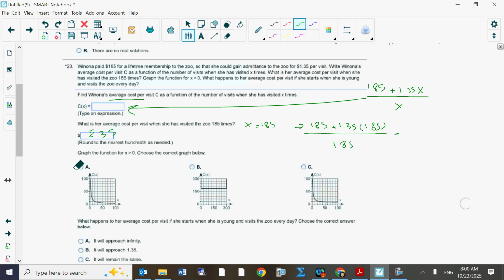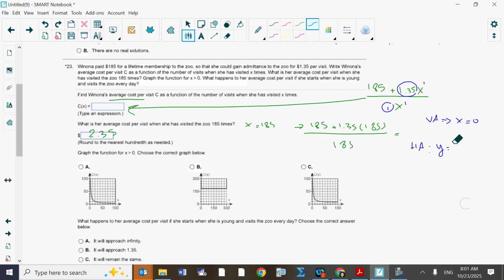Now, it's asking us to find the graph of the function. Look at this function that we have here. I see that I will have a vertical asymptote at x equals 0. Why? Because to find the vertical asymptote, you set the denominator equal to 0. So this is x equals 0. That's my vertical asymptote. What is the horizontal asymptote here? Since the degree of the top is 1 and the degree of the bottom is also 1, the horizontal asymptote will be the leading coefficient of the top, which is this, over the leading coefficient of the bottom, which is 1.